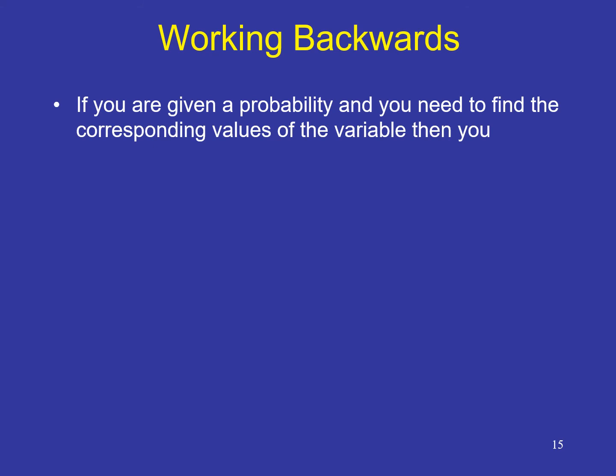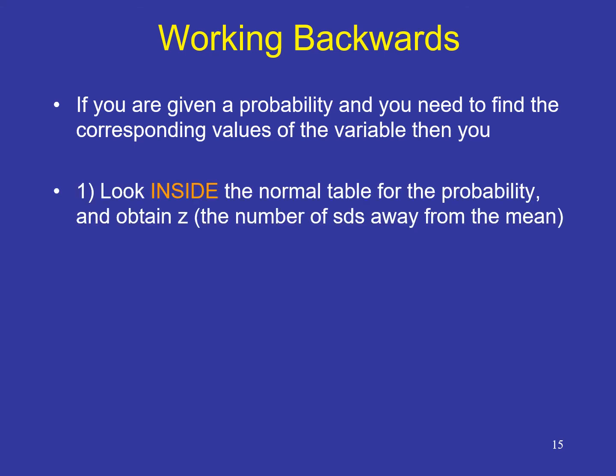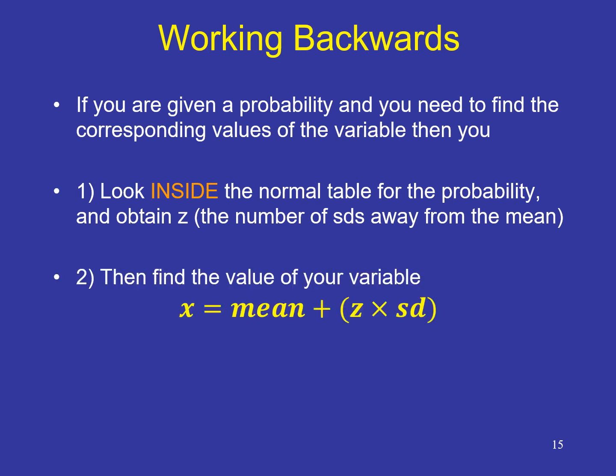Sometimes you might need to work backwards from a probability to give you the corresponding value of the variable. If you need to do this, you need to look inside the normal table for the probability, obtain the z value, and then find the value of your variable by rearranging the equation from earlier. So the value of your variable is going to be the mean plus your z value multiplied by the standard deviation.